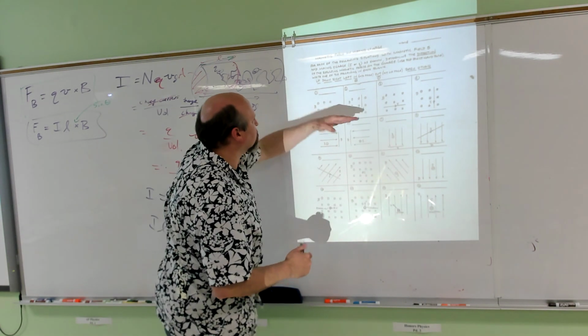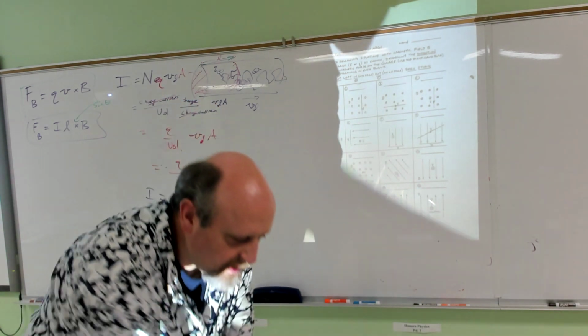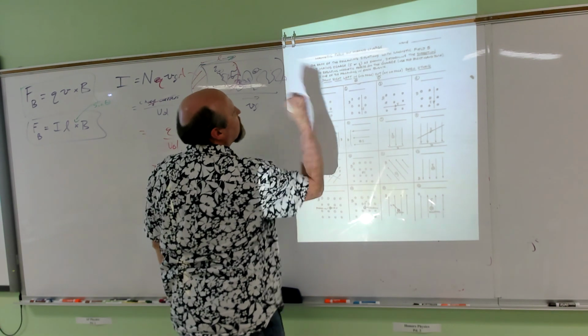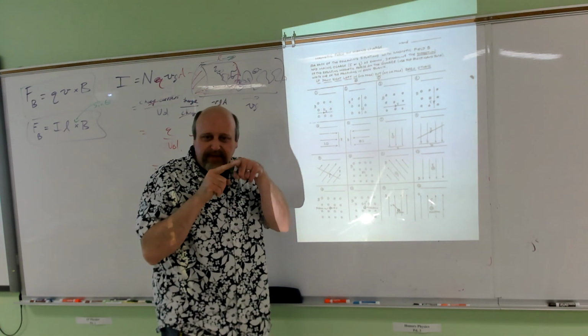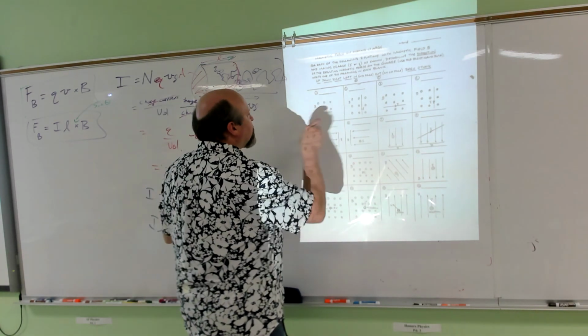Okay, here's my current going to the right. Now I see a bunch of dots here for the B field. What do the dots mean? The dots mean the B field lines are coming out of the page towards you, like the tip of the arrow pointing towards you. So it's magnetic field coming out of the page, current going to the right.